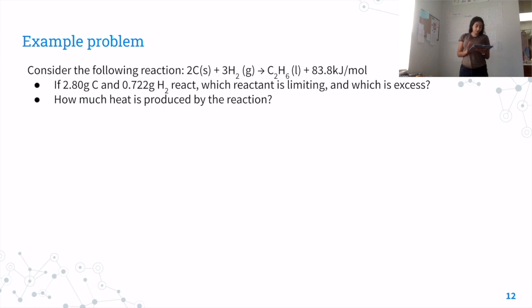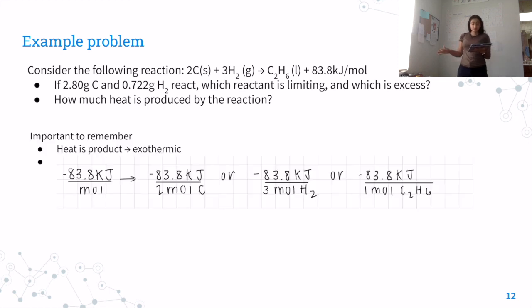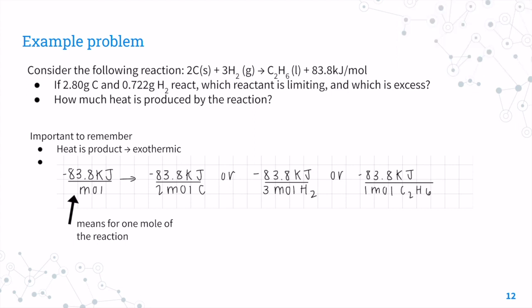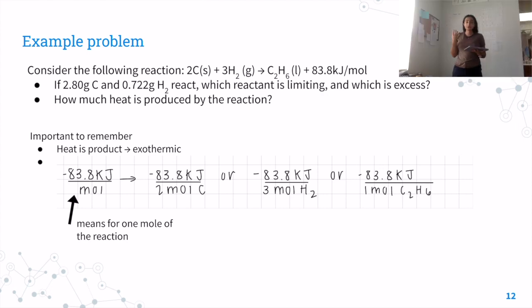Some things to remember before we get into it. We have heat as a product, which means that this is an exothermic reaction, and 83.8 kilojoules per mole, which is negative if we were to write it separately, means that in 1 mole of the reaction, the 83.8 kilojoules of heat is released. But that also means that there are 83.8 kilojoules of heat released for 2 moles of carbon or 3 moles of hydrogen gas or 1 mole of ethane. So I took the coefficients in front of each compound and the heat term and made a ratio because the units of heat are kilojoules per mole. So that per mole can be applied to per mole of each reactant or product. So now let's get started.